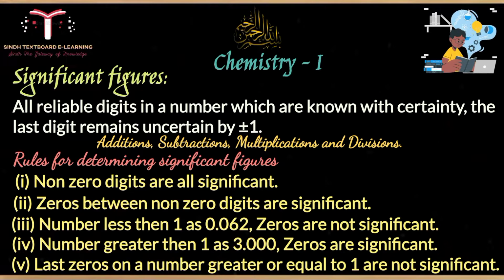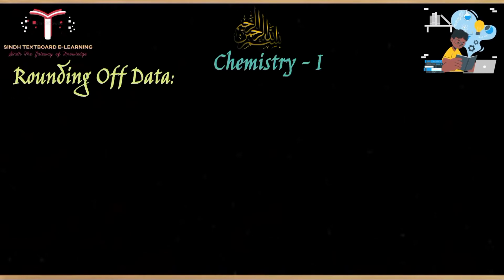Trailing zeros in a number greater than or equal to 1 are not significant. For example, if a number is 1000 or 1 lakh, the zeros after the digit are all non-significant.